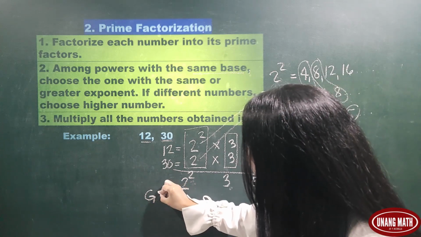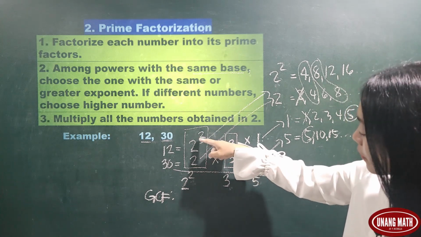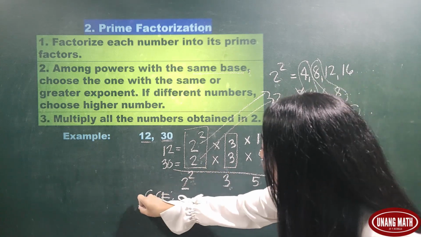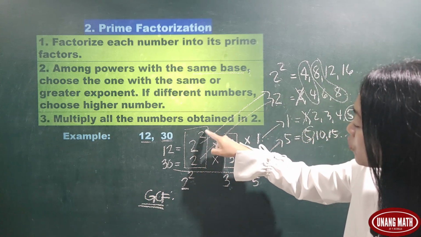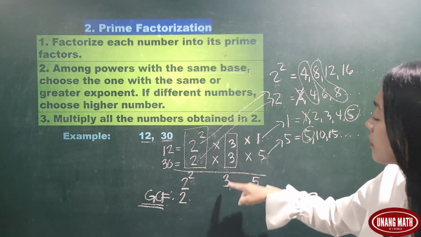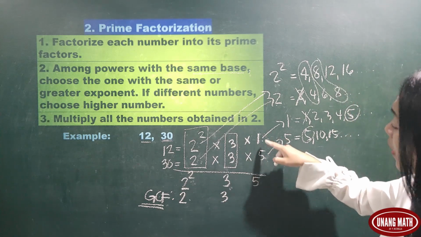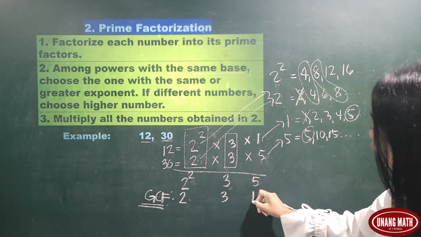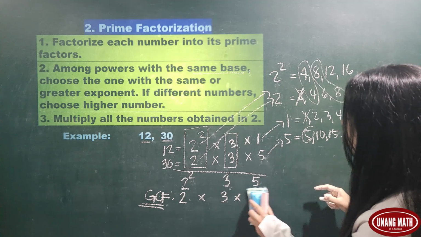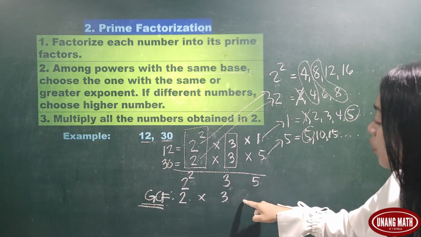Before, if we are looking for the GCF of numbers, among the numbers with the same base, we need to choose the smaller number. That is if we are looking for GCF. Among 2 squared and 2, smaller is 2, so we need to choose 2. If same numbers, then we just need to copy the same number. Here, 1 and 5, 1 is smaller, so we will choose 1. 2 times 3 times 1. Since when you multiply 1 by any number, the answer is the number, no need to write 1 here.